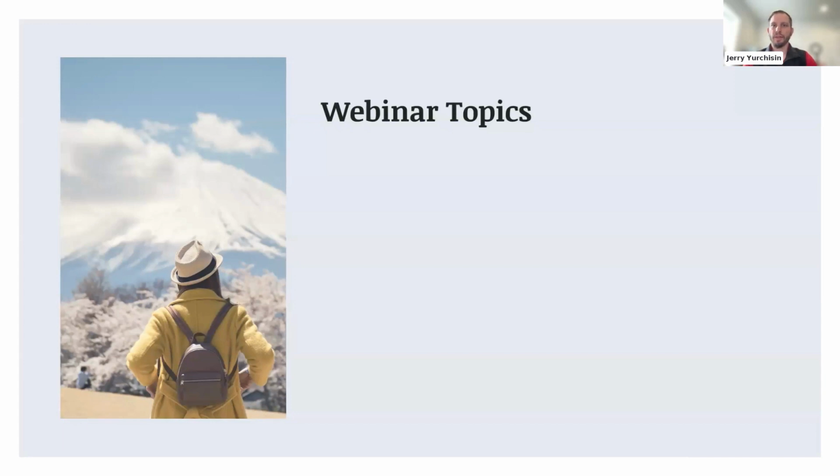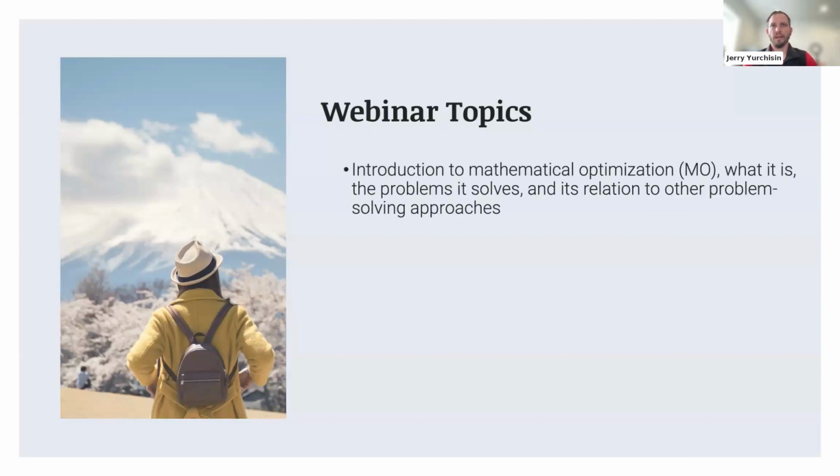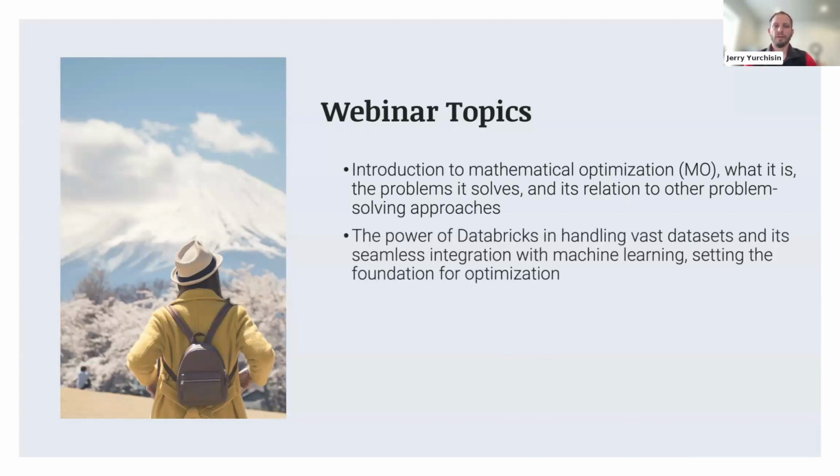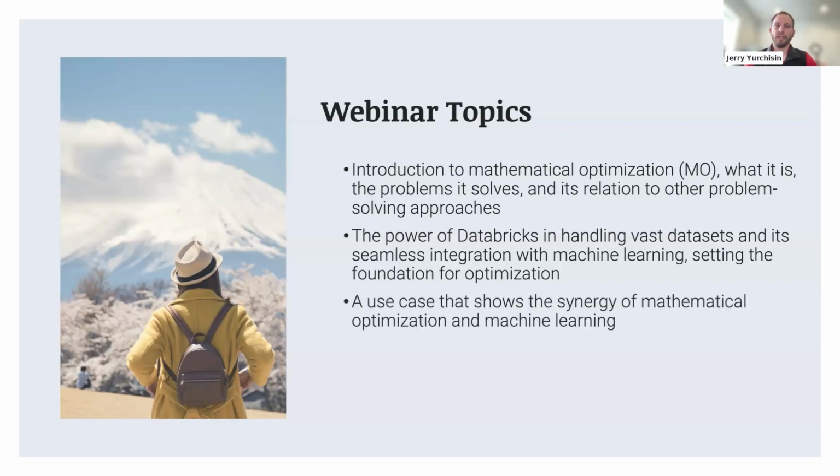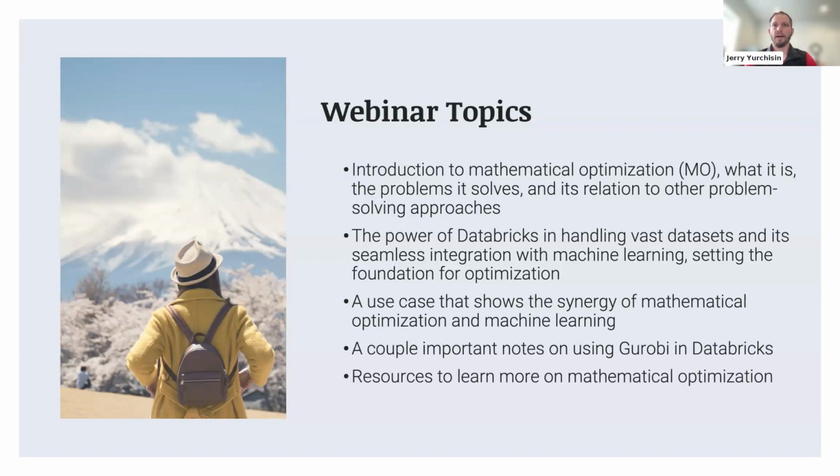So let's start with talking about some of the topics that we're going to cover in this webinar today. What you're going to learn from myself and Yash is we're going to go through an introduction of mathematical optimization, talk about what it is and where it's used, the problems that it solves. And then we're also going to talk about the power of Databricks. Many of you may be very well aware of this, but how it has great integration with machine learning and how all of that sets a great foundation for optimization. Yash is going to go through a really interesting use case that shows the synergy of mathematical optimization and machine learning. I'm going to talk about a couple of key important notes about using Gurobi in Databricks, and then also talk about some resources that you can dive into right away to help you understand mathematical optimization.